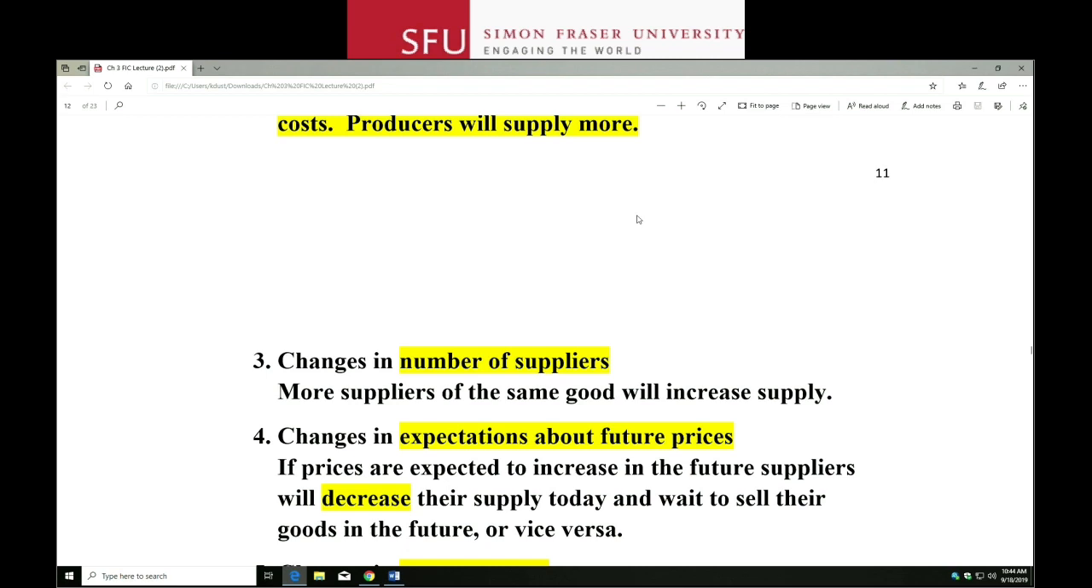Or if you hear that prices are going to go down in the future, then you might try to sell as soon as possible before the price goes down. Exactly the opposite of what a consumer will do. With a consumer, we want the lowest price possible, so we do the opposite thing. If we hear the prices are going to go up in the future, we buy now. And if we hear that prices are going to go down in the future, we buy later, right? We wait. So we do the exact opposite.